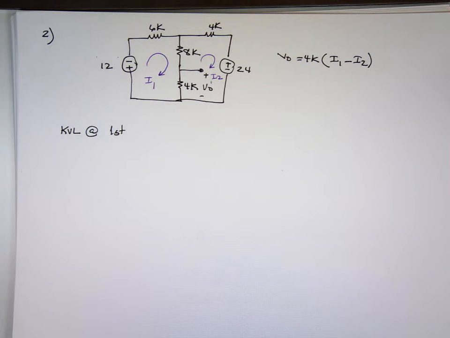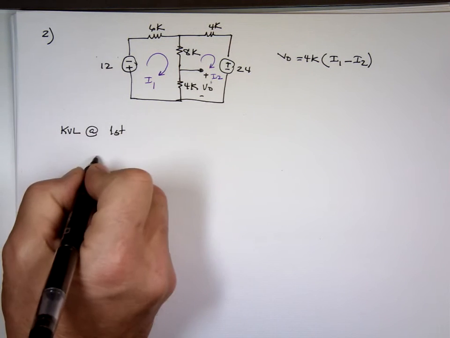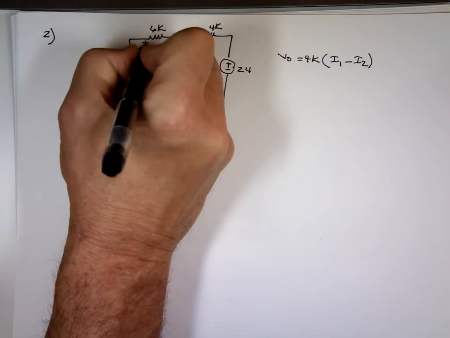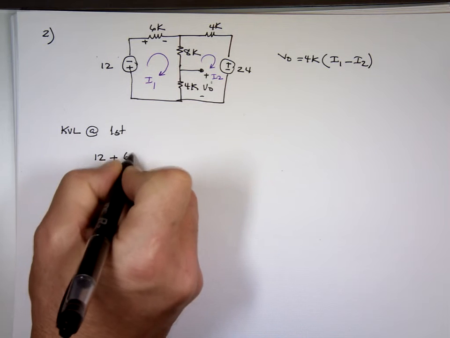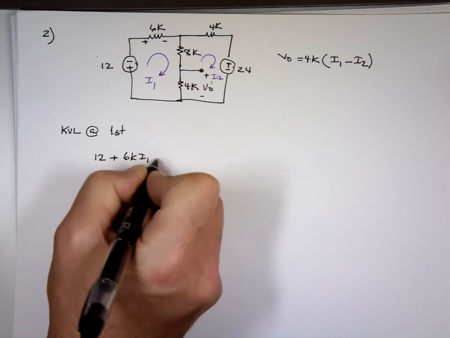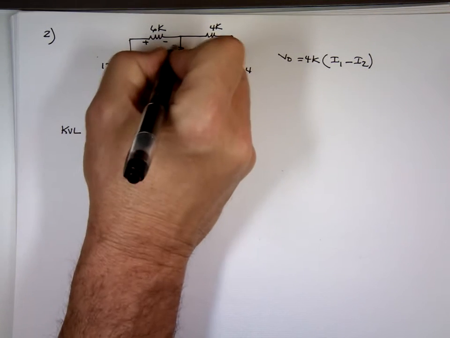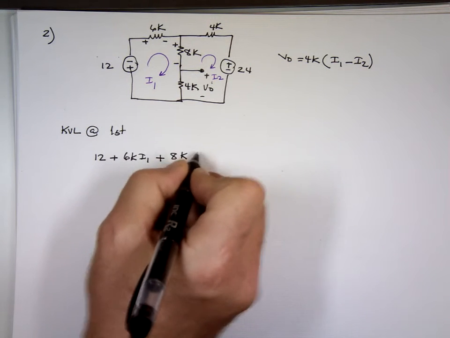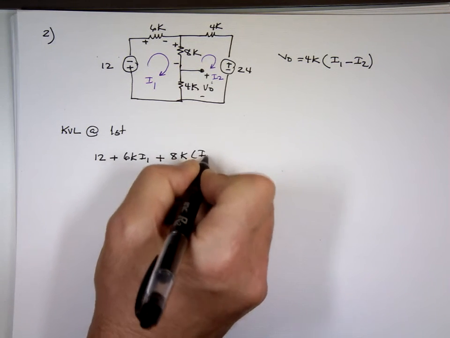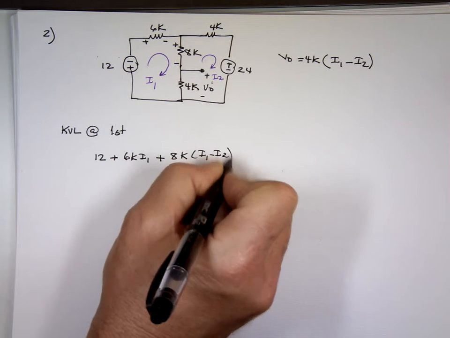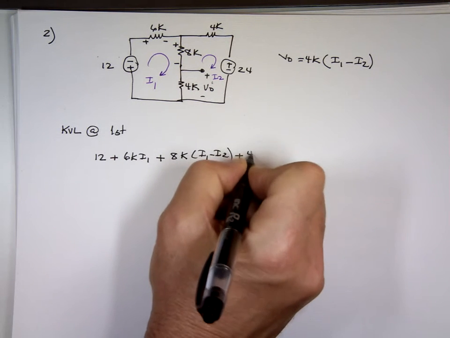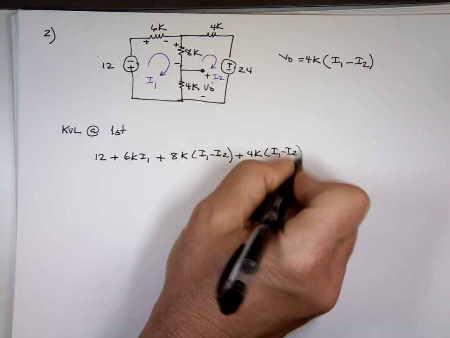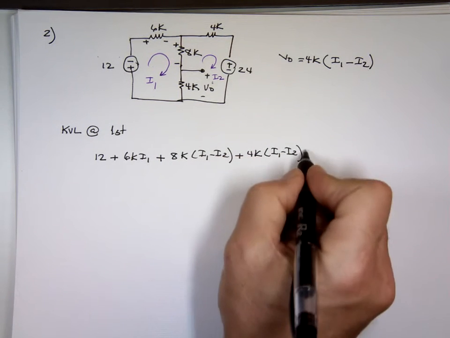First loop, plus to minus, I always use plus 12. This will be plus to minus 6K times I sub 1, plus to minus 8K times I sub 1 minus I sub 2, plus 4K times I sub 1 minus I sub 2, equals 0.